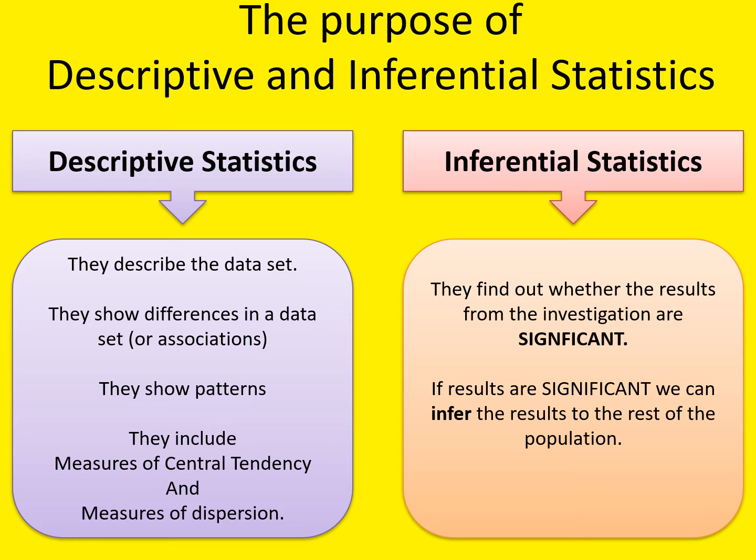The data set can show us a difference that, say, there were 16 errors made with a mobile phone and only 12 errors made without. But is that difference actually significant? And that's why we do inferential statistics. We want to find out whether the data in the investigation, whether that difference or association, is significant.